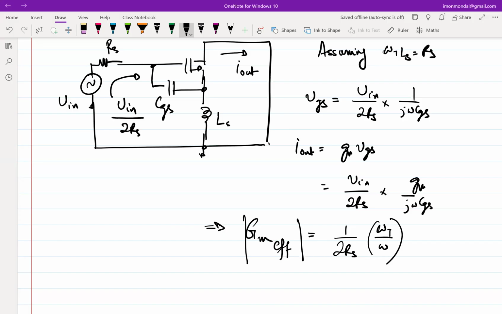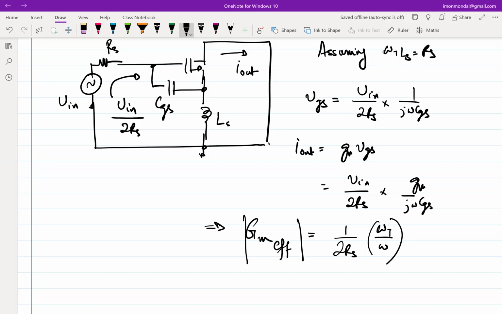Fine. So if I want to maximize this gain, obviously, what do I need to do? See, Rs you cannot change, right? Rs is given by the source. Omega you cannot change. That is the frequency at which you are trying to design. The only thing that you can change is this ratio of GM over CGS, right? So if you have to maximize your effective transconductance, you have to maximize the ratio of GM over CGS, right? The maximum ratio that you can get for a particular technology is fixed because GM is linked to CGS, or CGS is linked to GM, right?